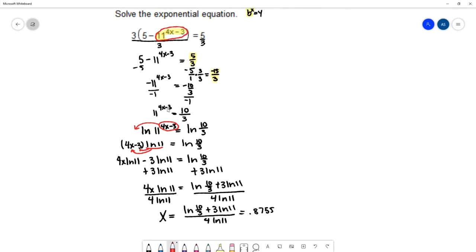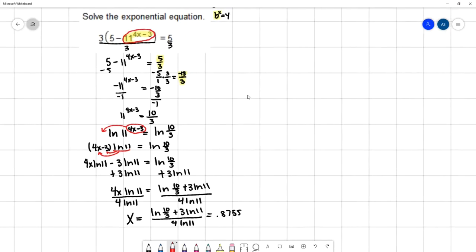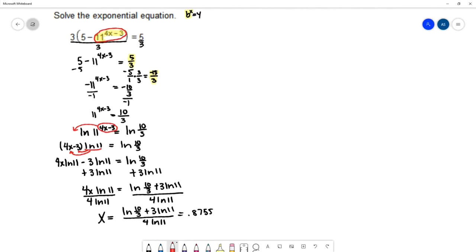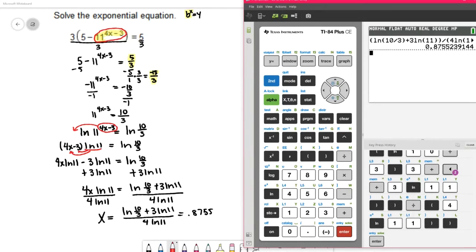Then once we isolated that exponential, we took the natural log of both sides. That allowed us to get the variable out of the exponent. We used a distributive property, and then we were getting x by itself. So we added the 3 natural log of 11 and divided by 4 natural log of 11. Let's see that calculator one more time. So we ended up with 0.8755.